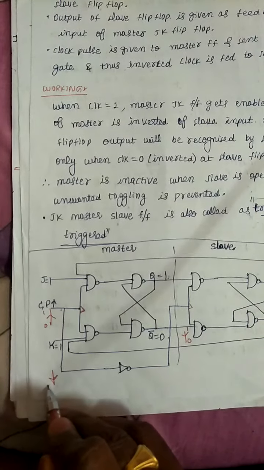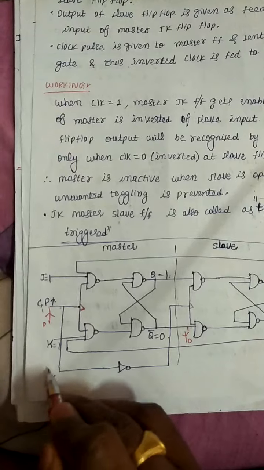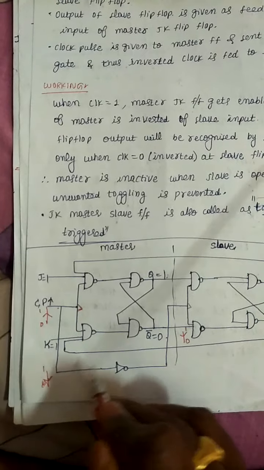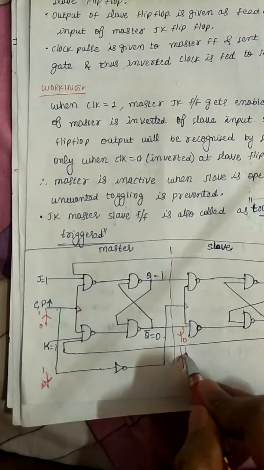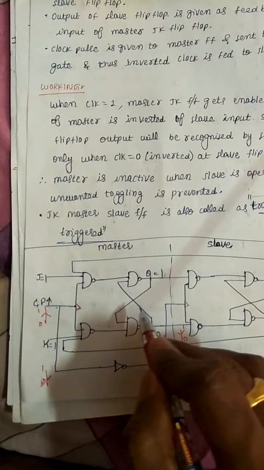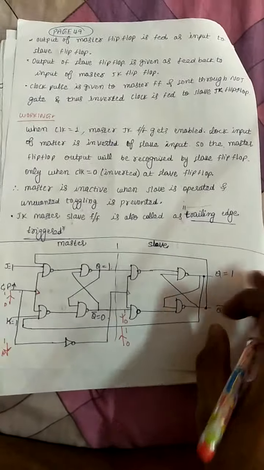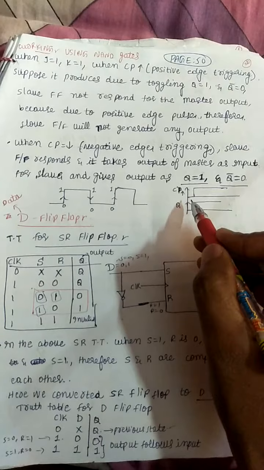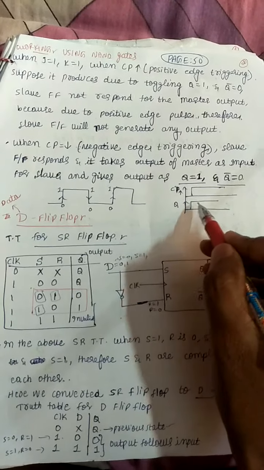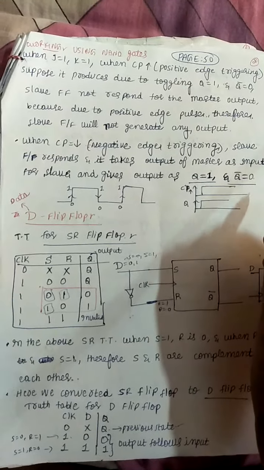If I give 1 to 0 here, that is a negative edge trigger, then it will become 0 to 1 here, which means this will get activated and that will be deactivated, so that the output won't toggle, it will be in the same state. So here I have shown that for the entire clock pulse the output remains constant.